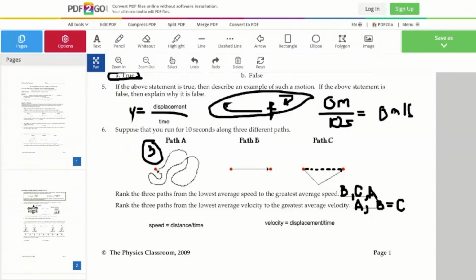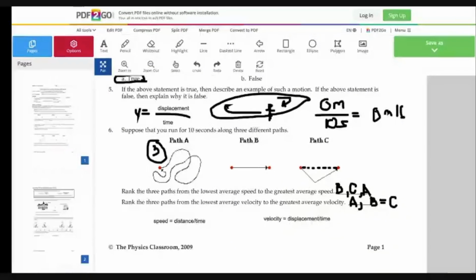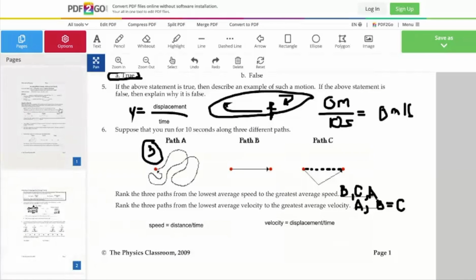Type a yes and it does. Yeah, that was a kind of tricky one. Path A had 0, but path B and C were the same. So I think we're gonna keep moving. We probably won't have time for Kahoot. Oh well, it's probably gonna be an individual challenge.